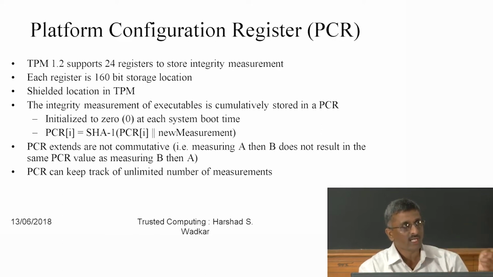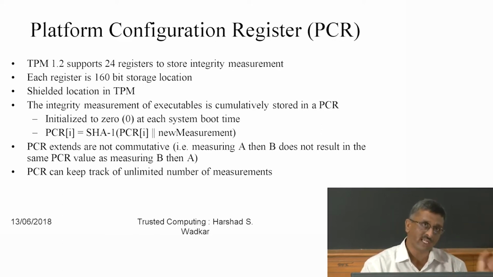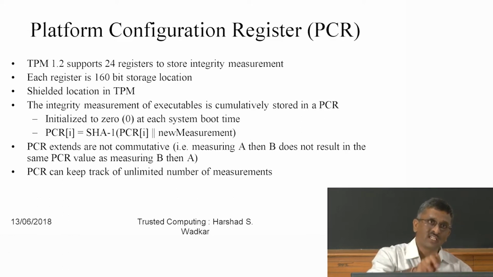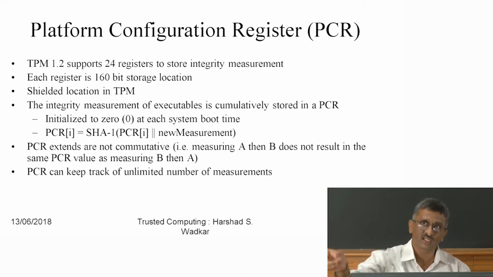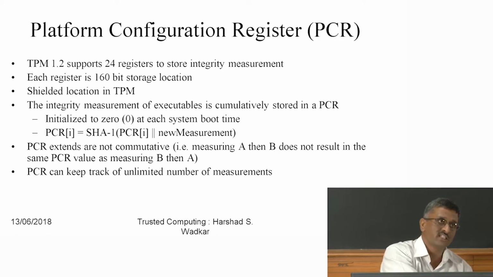What I am saying now: I have a package A, software A, and suppose its hash value is stored in PCR 5. Now, after package A or application A, I am going to load application B. To load application B, I need to find its hash, and that hash is also extended in PCR 5. So the total hash stored in PCR 5 is the hash of A and then the hash of B.